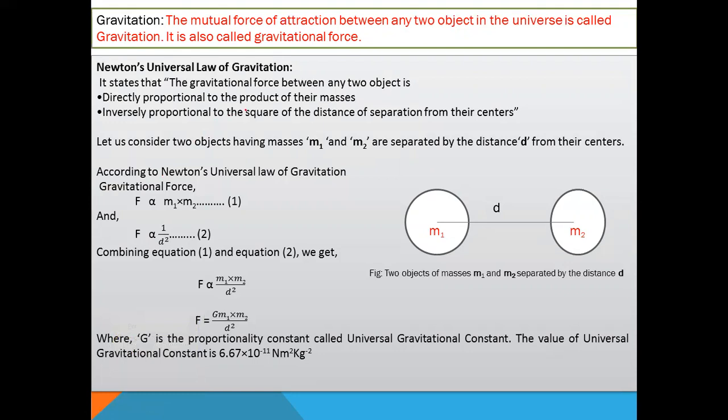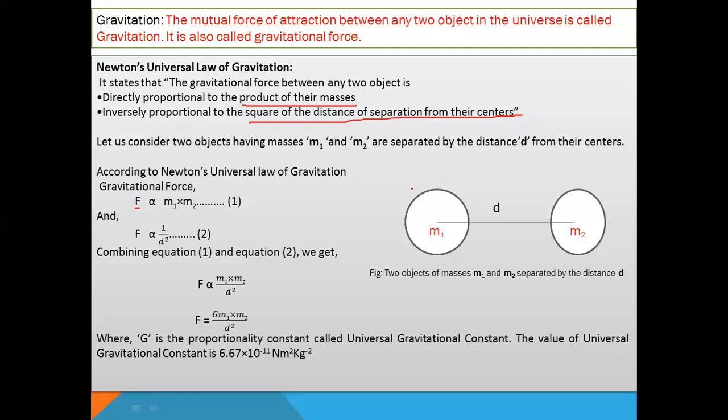Newton's universal law of gravitation says that the gravitational force between any two objects is directly proportional to the product of their masses and inversely proportional to the square of the distance of separation between their centers. It means gravitational force F is directly proportional to the product of masses, m1 cross m2.